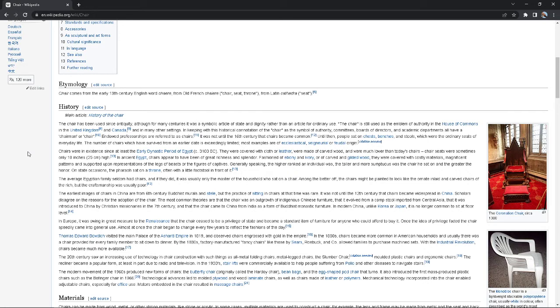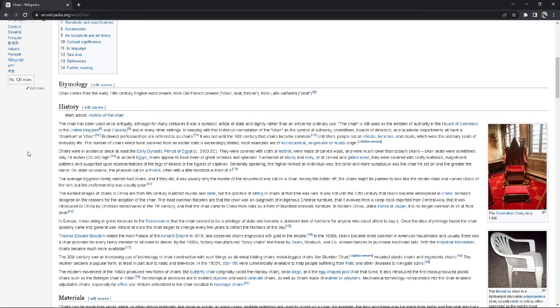Chairs have been in existence since at least the early dynastic period of Egypt, see 3100 BC. They were covered with cloth or leather, were made of carved wood, and were much lower than today's chairs. Chair seats were sometimes only 10 inches, 25 centimeters high. In ancient Egypt, chairs appear to have been made of great richness and splendor, fashioned of ebony or ivory, or of carved and gilded wood.